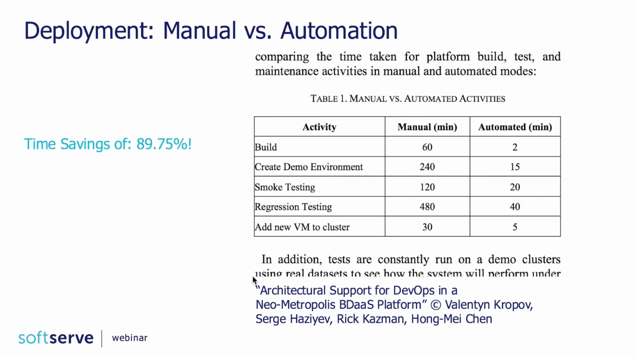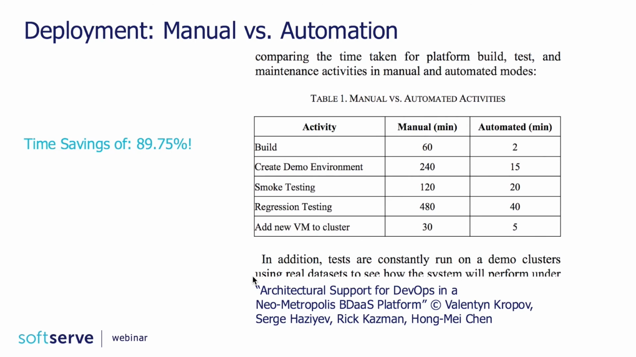So if you take a look at one of the researches we've made together with Rick Kazman and Hongmei Chen from the SEI Institute, we came to the conclusion that the difference between manual and automated approach on the projects can be up to 90% of time saving on building additional environments like QA environment, UAT environment, stage environment, and so on.